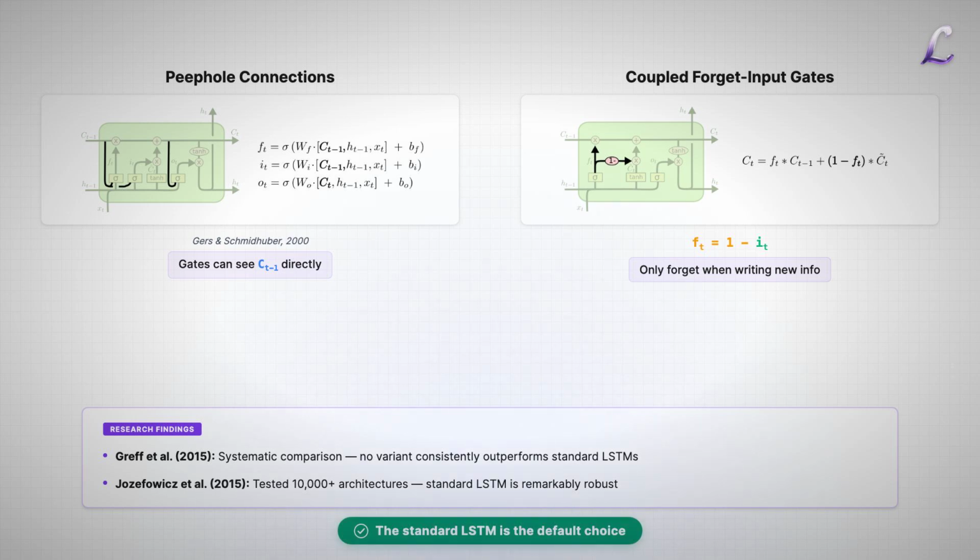Now, an important empirical result. Greff et al. in 2015 did a systematic comparison of LSTM variants and found that no single variant consistently outperforms the standard architecture. Jozefowicz et al. tested over 10,000 architectures and reached a similar conclusion. The standard LSTM is a remarkably robust design.